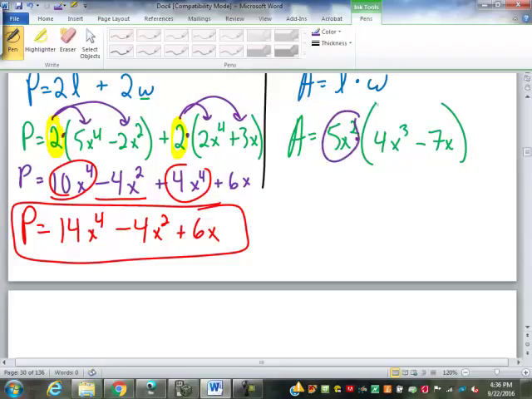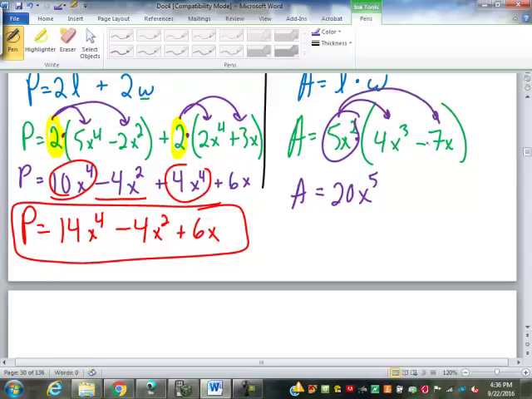What's next? Multiply 5x squared times 4x to the 3rd is 20x to the 5th. Good. When I multiply, I have to multiply the numbers. 5 times 4 is 20. But when I multiply variables with powers, x squared times x to the 3rd, I add the powers. 2 plus 3 makes 5.